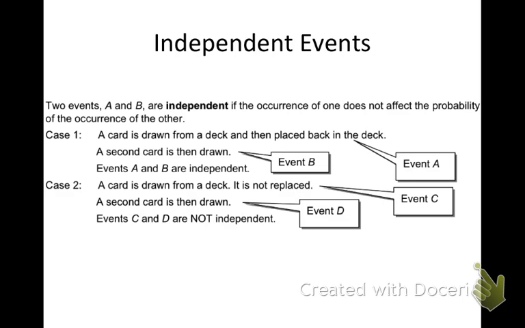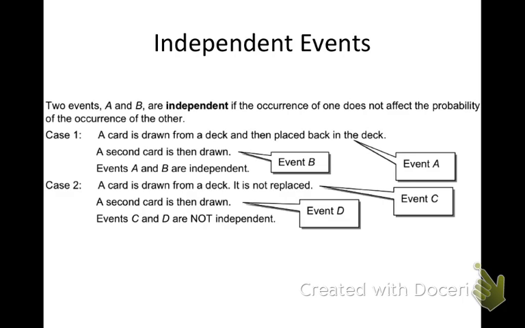For example, case 1 here. A card is drawn from a deck and then placed back in the deck. So a deck of cards is made up of how many cards? 52. So if I draw a card out of the deck, place it back in the deck, does the deck change at all? No, so that's independent events. The deck does not change. Another example a lot of times they use is flipping a quarter and rolling a dice. Does flipping a quarter have any effect on what happens when you roll the dice? No, those are two uniquely different probabilities. Those are independent events.